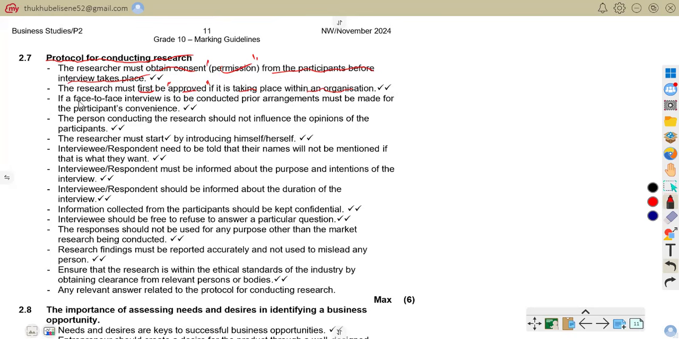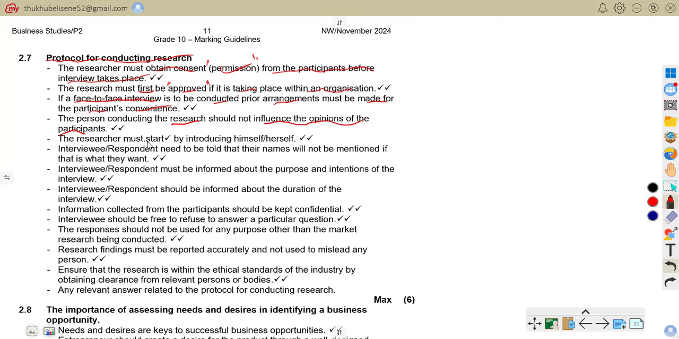If a face-to-face interview is to be conducted, prior arrangements must be made for the participant's convenience. That is that. So the person conducting the research should not influence the opinions of the participant. Don't influence the opinions, views of the participant, you as the conductor of the research.